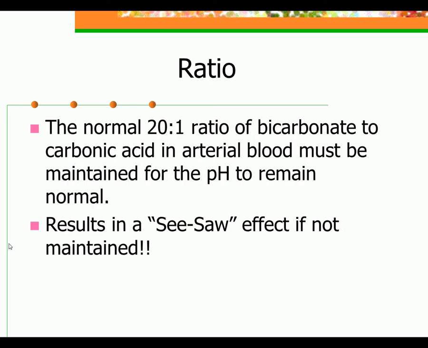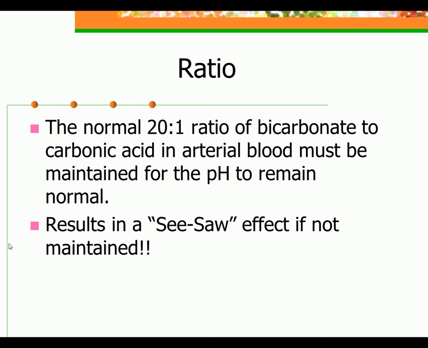Now, there's a ratio that should be kept, and the normal ratio is 20 to 1. That is the normal 20 to 1 ratio of bicarbonate to carbonic acid. So 20 bicarbonates to 1 carbonic acid keeps the arterial blood pH normal. Now, if that gets out of balance at all, then you're going to see a seesaw effect happening, okay? The scales are going to tilt. And I posted a picture of some scales. Hopefully you downloaded that. If not, you may want to pause for a minute and go download.